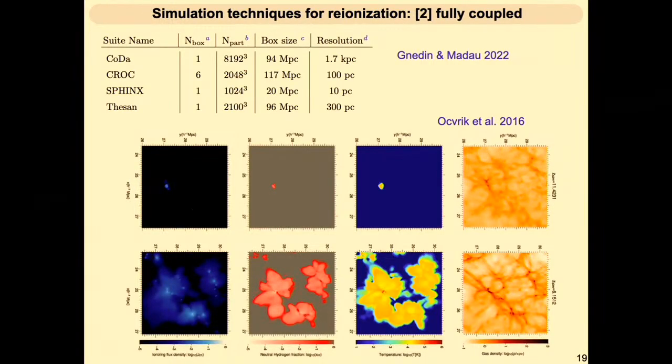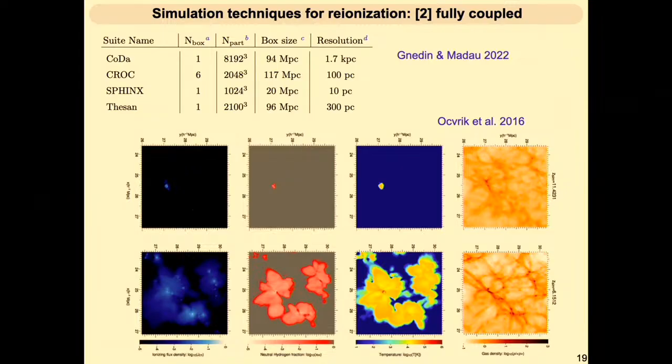On the other end, we have techniques which are called fully coupled. There are very nice simulations, which are CODA, CROC, Sphinx, or even Thesan. You can see that the box sizes are now not as big. These are generally a few tens of megaparsecs, extremely highly resolved. So you can resolve things down to a few tens of parsecs in many of these situations. Here is an example of the cosmic dawn simulations, where they are really coupling galaxy formation and reionization, but it's on small scale.